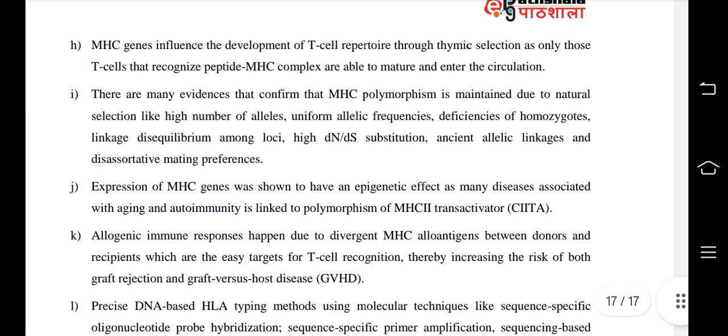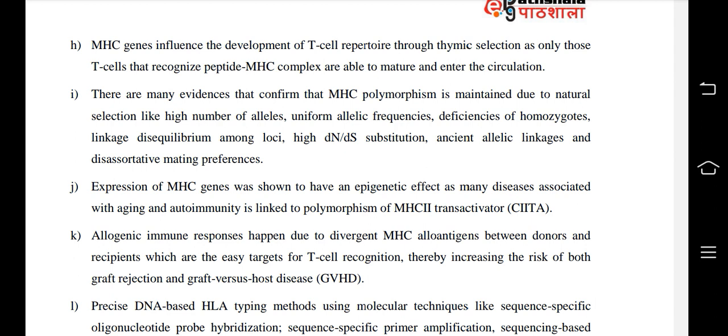MHC genes influence the development of the T cell repertoire through thymic selection, as only those T cells that recognize peptide-MHC complex are able to mature and enter the circulation. There is much evidence that confirms that MHC polymorphism is maintained by natural selection, like a high number of alleles, uniform allelic frequencies, deficiencies of homozygotes, linkage disequilibrium between loci, high dN/dS ratio, ancient allelic lineages, and association with mating preferences.